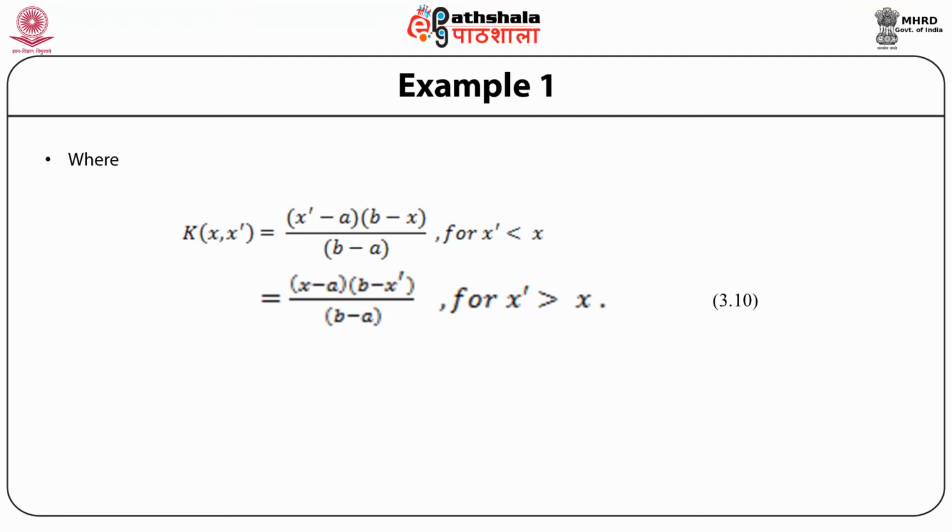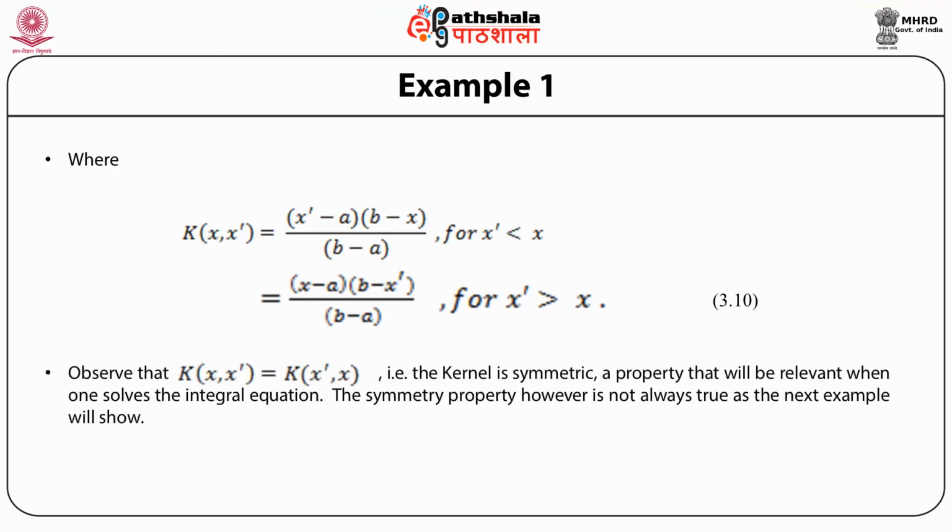Another thing to note is that this function k, which is called the kernel, this function k of the variable x and x prime is symmetric in the sense that function k of x and x prime is the same function when x and x prime are interchanged. So this is a property that will be relevant when one solves the integral equations. The symmetry property, however, is not always true, as the next example will show.